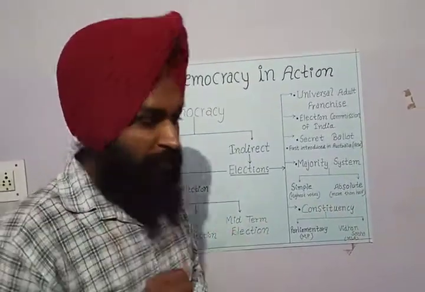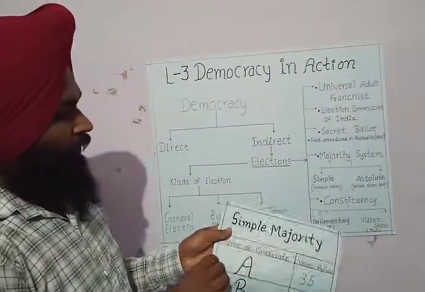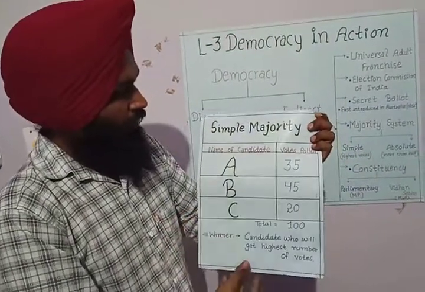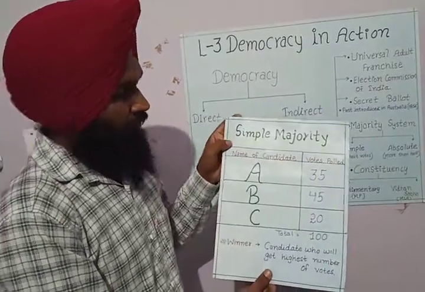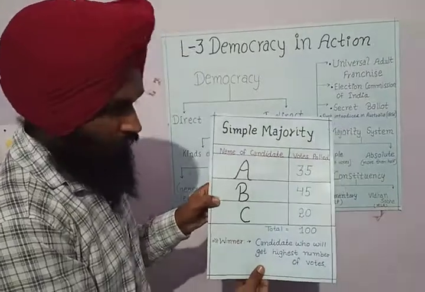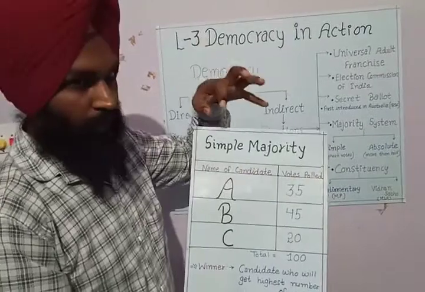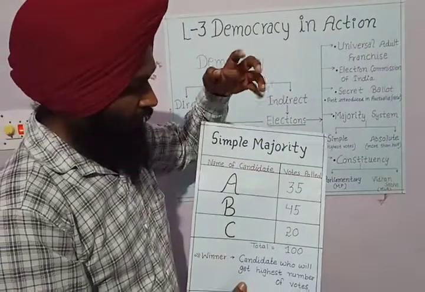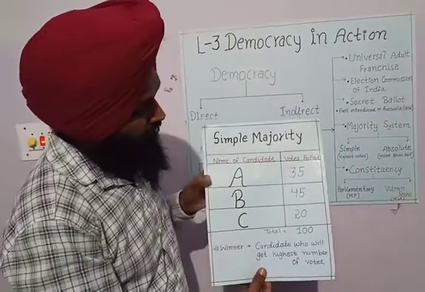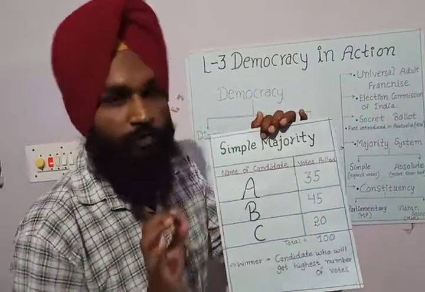I will explain with one example. Now see, this is the simple majority system. There are three candidates: candidate A, candidate B, candidate C. After the elections, the Election Commission will count the votes. After counting, candidate A has got 35 votes, candidate B has got 45 votes, and candidate C has got 20 votes.